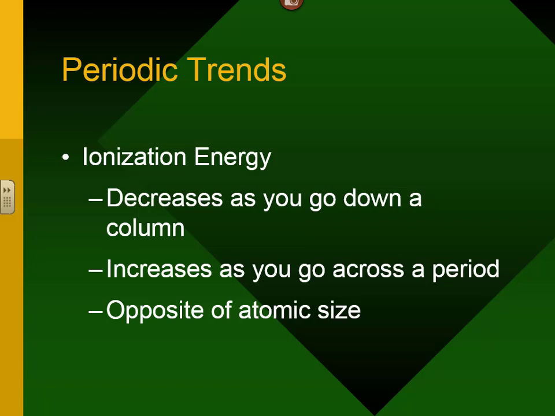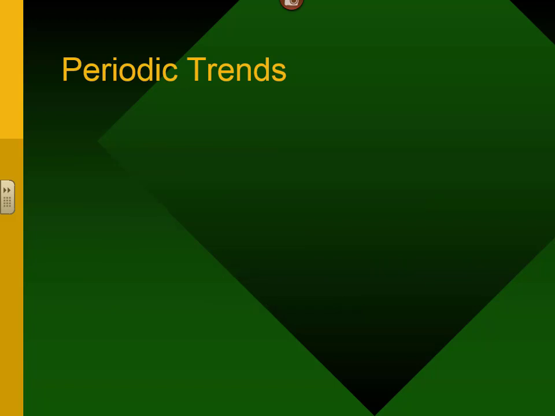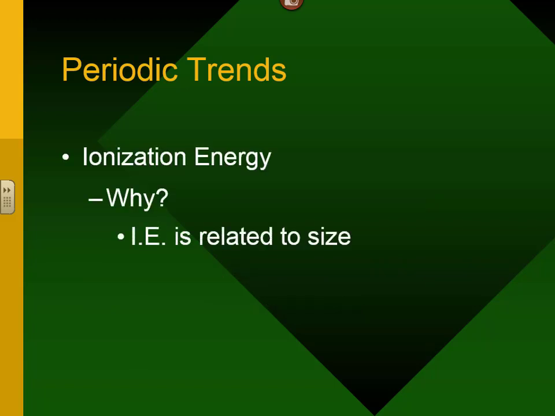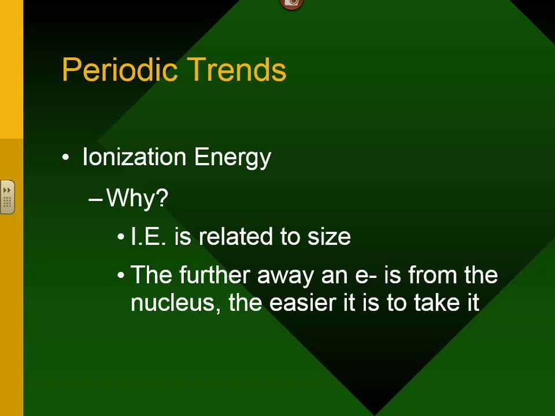Ionization energy is opposite of atomic size. The larger atoms have a lower ionization energy. The smaller atoms have a higher ionization energy. Because ionization energy is related to size, it's easier to pull electrons off of a large atom because they're further away from the nucleus.